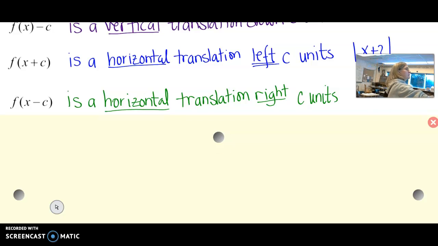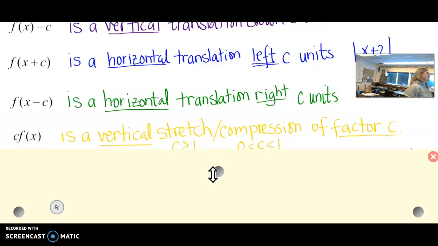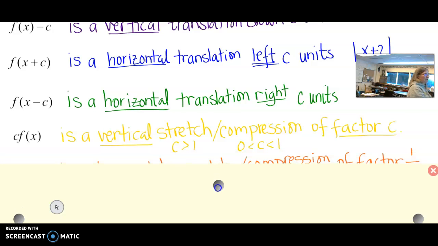Okay, there's more here. This next one, if you multiply by a number c on the outside, anything that's on the outside is going to affect the graph in a vertical manner. Anything that's on the inside of the function is going to be horizontal. Anything that is vertical is kind of like directly how it seems like it should be. If you multiply by a number c, it's going to be a vertical stretch. It's going to stretch all the y coordinates c units taller, if c is greater than 1. It'll be a compression if c is a number between 0 and 1, like a proper fraction, like 1/2, 1/3, etc. And it's called a vertical stretch or a compression, depending on the value of c, of factor c. So whatever c is, it'll be a stretch or a compression of that value.